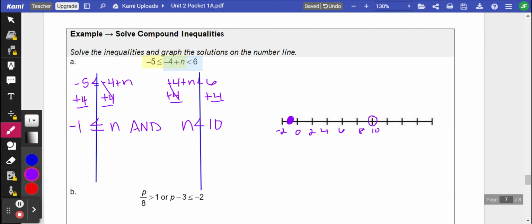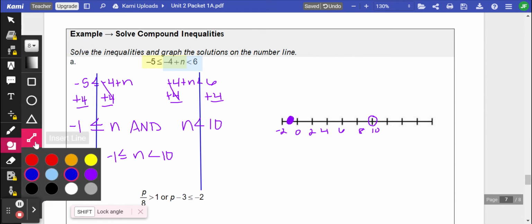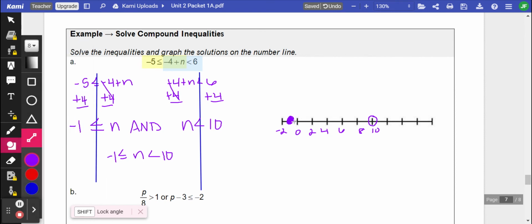What this means with the n is that our n falls between -1 and 10. And we can push it all back together into one inequality just like that. Or you can write the word and in between, but you do need to have at least one of those there. So you either have to have the and or you have to push it back together. And then with the and, we shade in between those two points. Okay, so it's between -1 and 10.